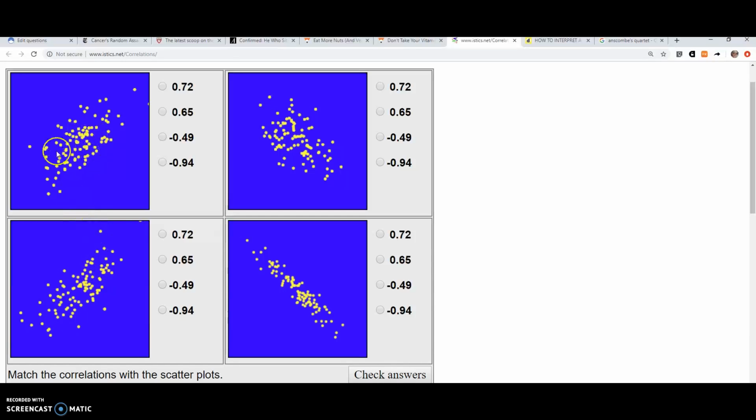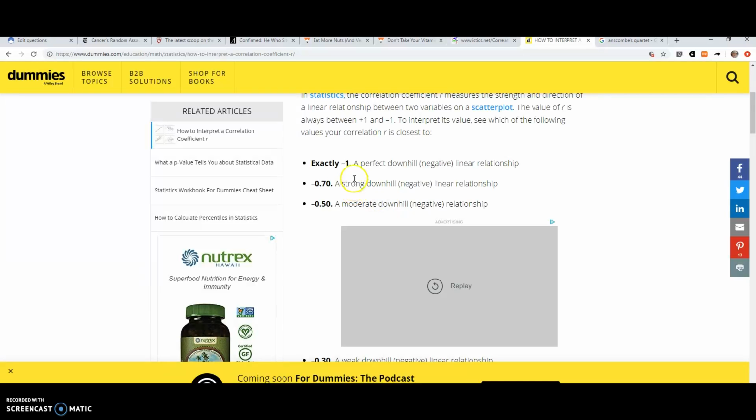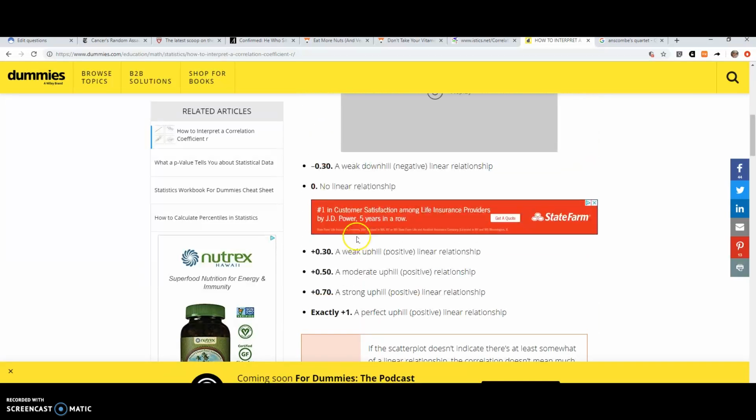Okay, this is just a real quick video on how to look at a scatter plot and get a rough sense of what the correlation coefficient value R would be. So we'll do that through a test, but let me just real quickly go over some things. First of all, R is always between -1 and +1.